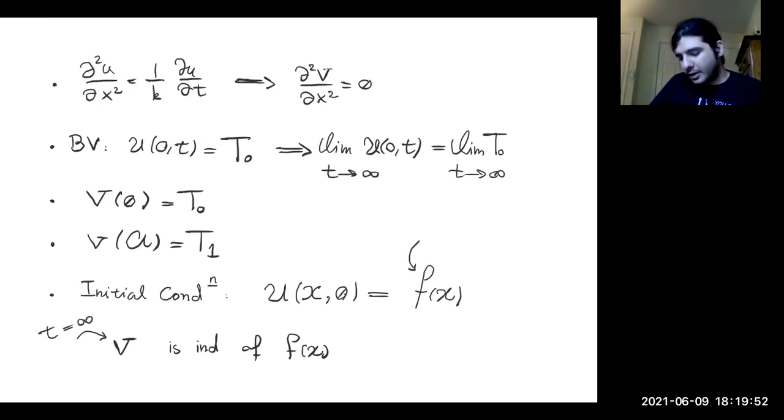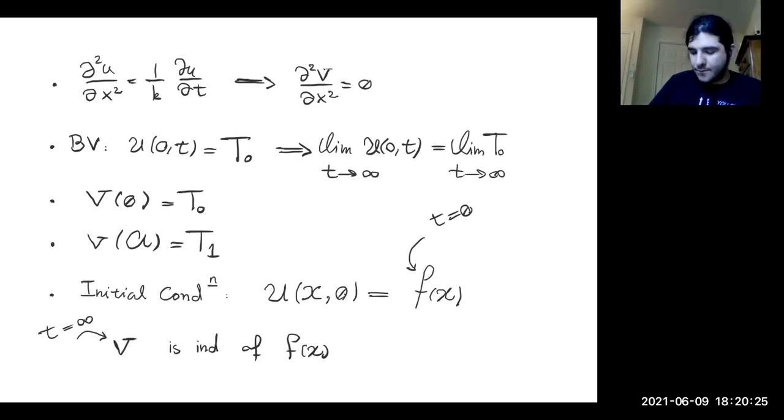F tells us what's going on when t is equal to 0. And we can see f of x does not appear as a condition for v. So it really doesn't matter what the situation is that we start with. That does not affect v. Great. Okay. Any questions up to this point?